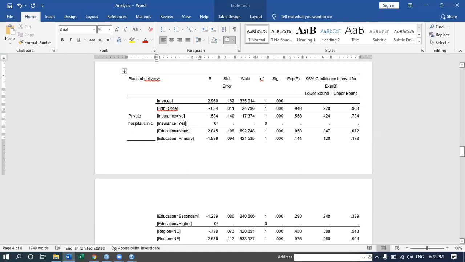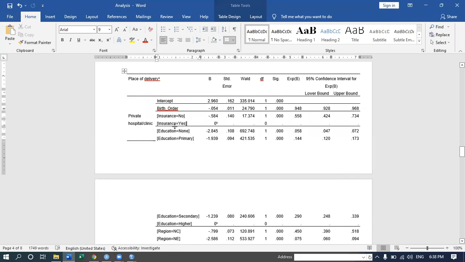Now this work is using yes as my reference level. So that means we are comparing no against yes. So you talk about the odds, which we can also call the relative risk. That means the relative risk of women with no insurance preferring private hospital to home decreases by 0.558 when compared to women with insurance.